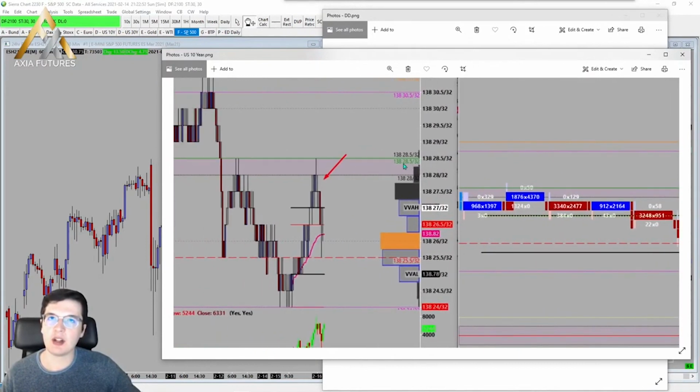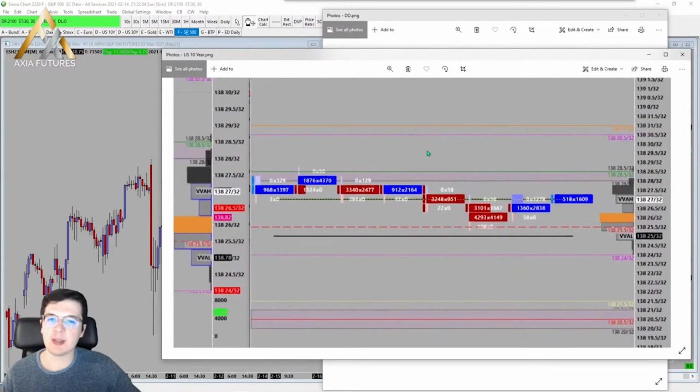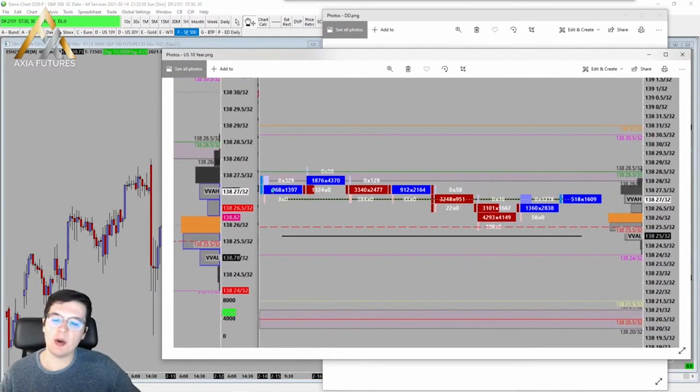So this is 28.5, you can see here. And this is the same one on the footprint. And you can see the market was trading decently up into the level. We're trading size and size. And then as we try and take out the level, we trade a meager 50 lot.